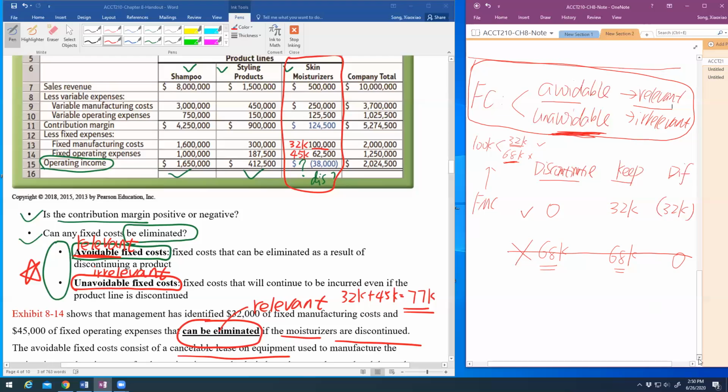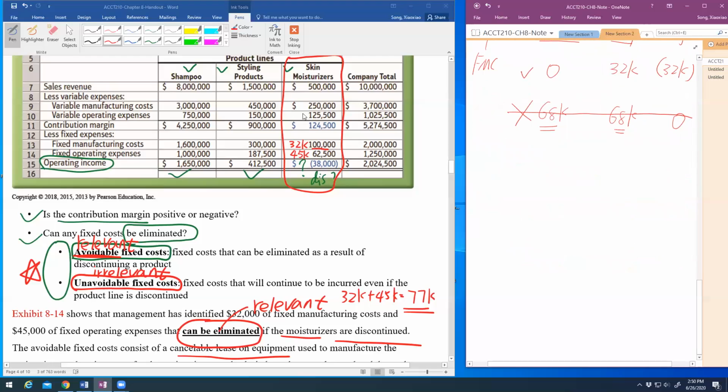I hope you understand this concept. Very, very important: avoidable, unavoidable. Now let's look at this example. How do we make a decision for this scan product? If we discontinue it, if we shut down this product line, we will save how much money?